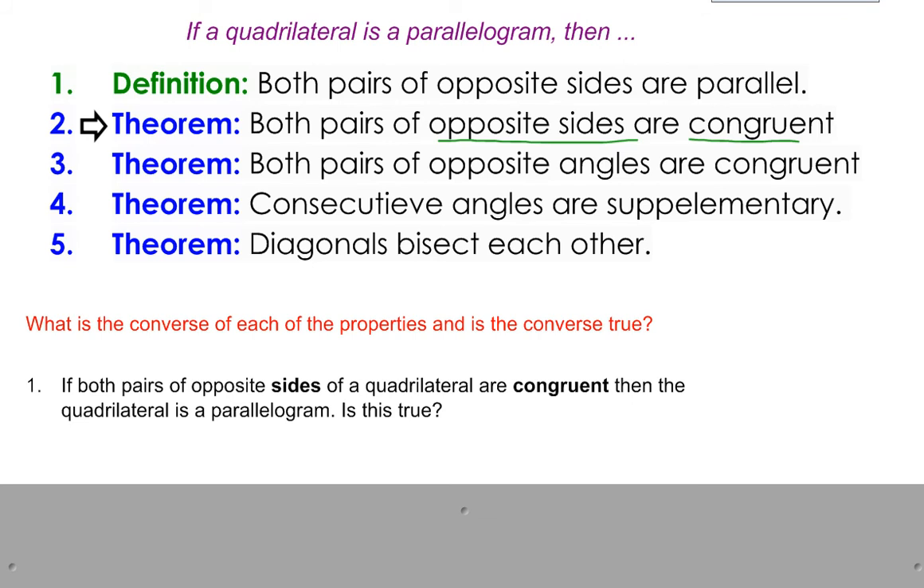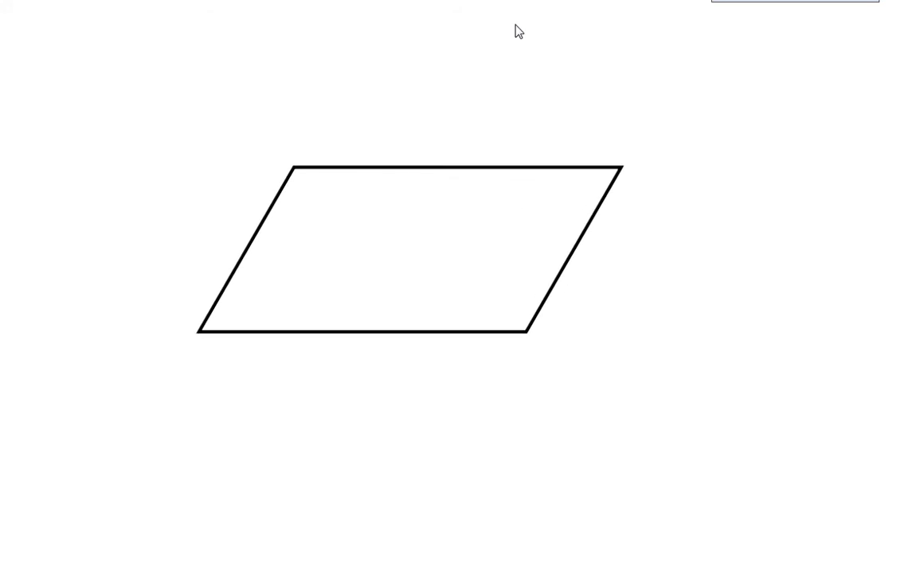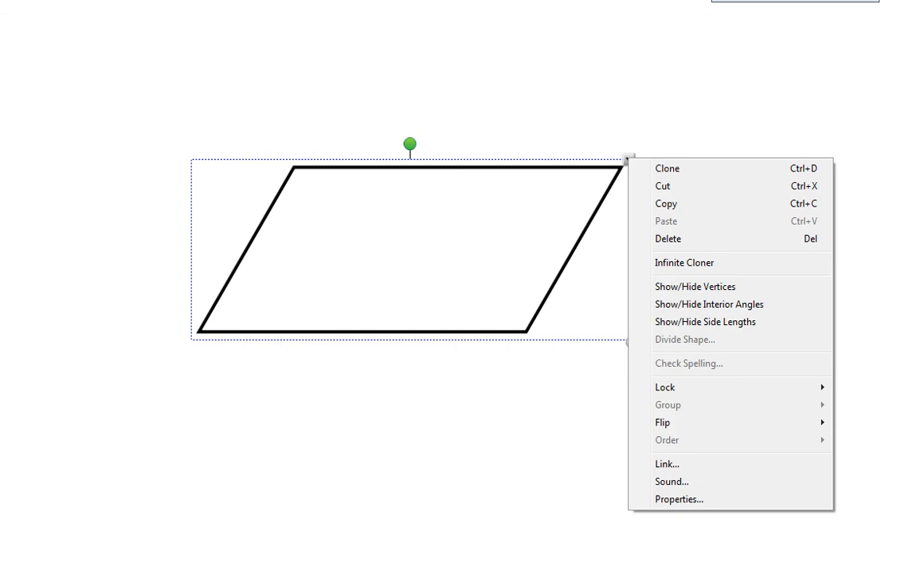Let's investigate that. I'm going to create a quadrilateral where both pairs of opposite sides are congruent, and let's see if that's a parallelogram. So let's draw a nice parallelogram, I'm sorry, a quadrilateral. As a matter of fact, I'm going to delete this because it looks too much like a parallelogram. I'm going to create a quadrilateral, a four-sided figure.